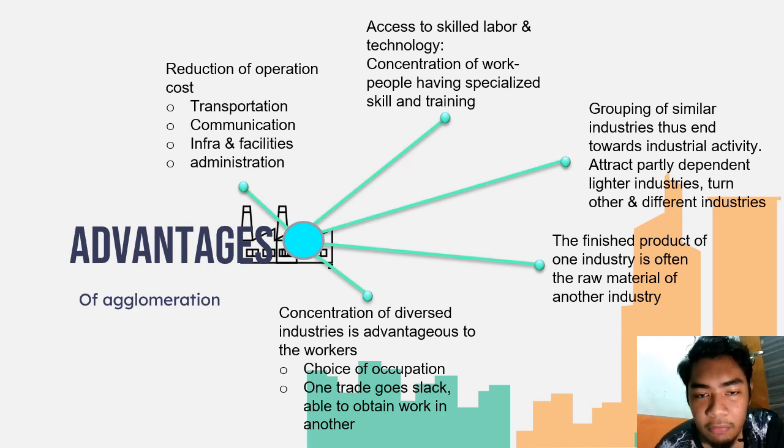Another advantage of agglomeration is also the finished product of one industry is often the raw material of another industry. And the last advantage of agglomeration is concentration of diverse industry is advantageous to the worker. Workers have a lot of choice of occupation. When one trade goes slack, he is able to obtain work in another company.